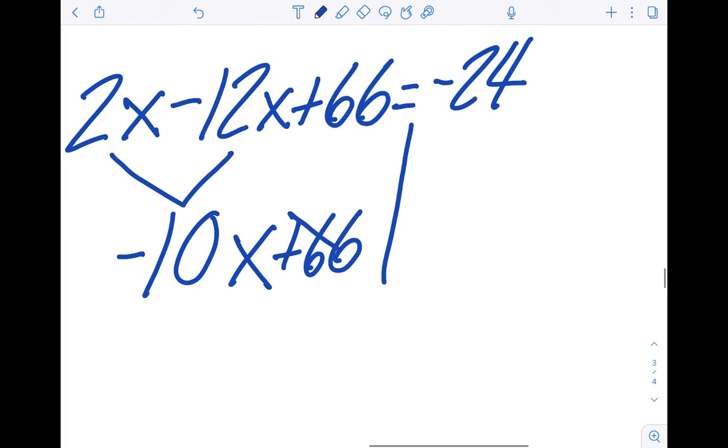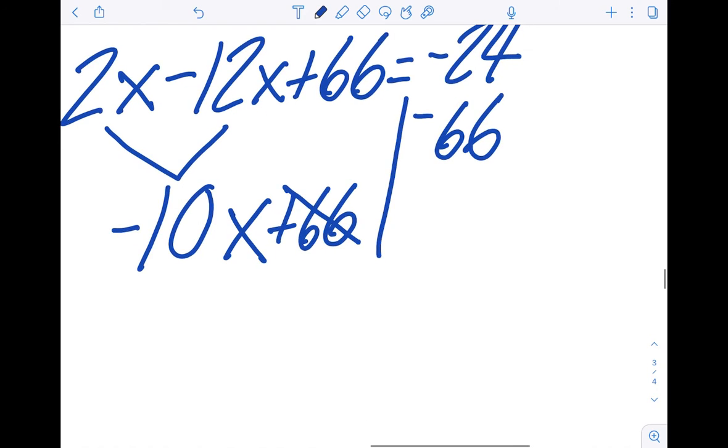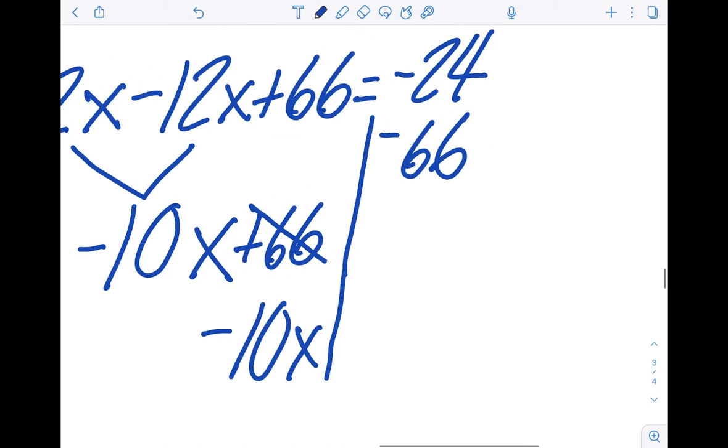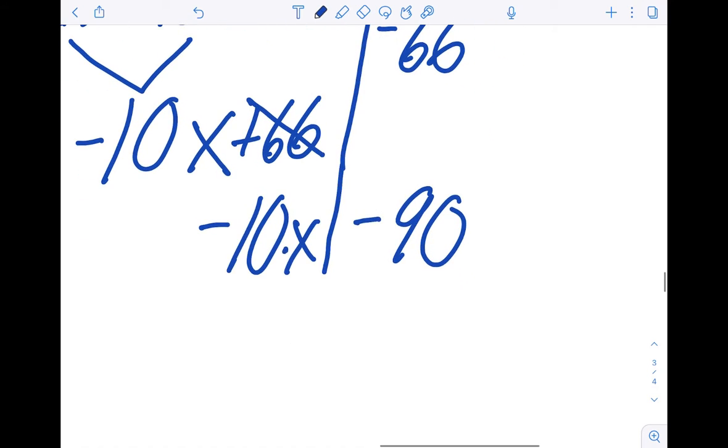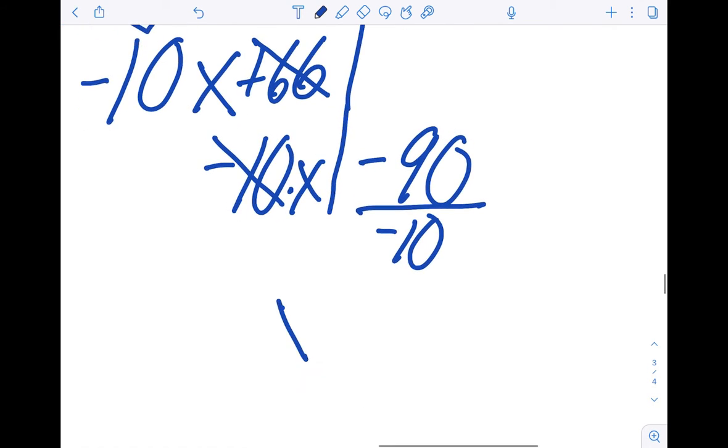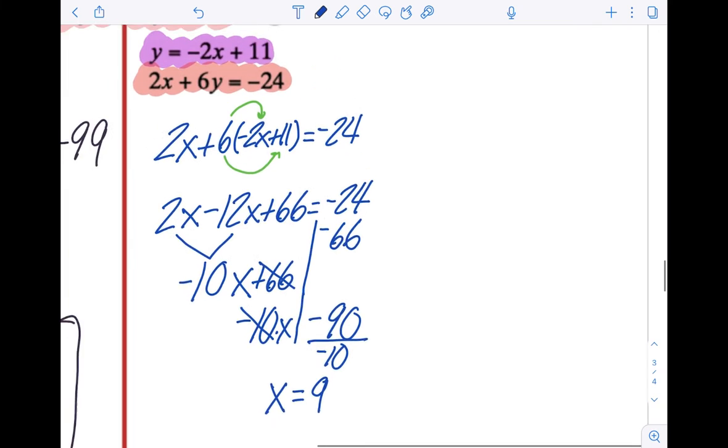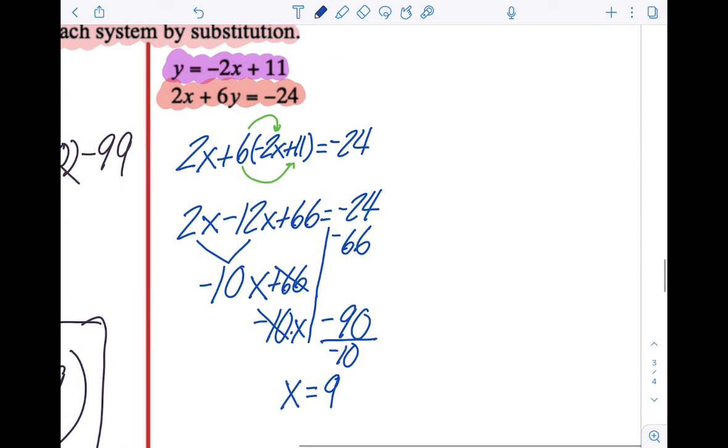Well, this plus 66, I'm going to move it over and make it a minus 66. There you go. A negative 24 and a negative 66, I'm going to bring down my negative 10x, and I get a negative 90. And the opposite of multiplying by negative 10 is dividing by negative 10. So I get x is equal to negative divided by negative is a positive, 90 divided by 10 is 9, kiddos. Look at that. Okay. I have my x.